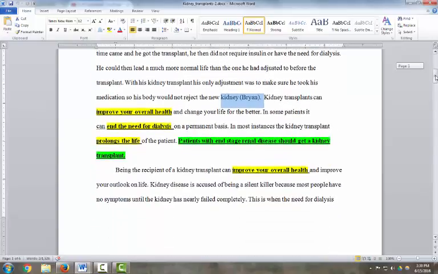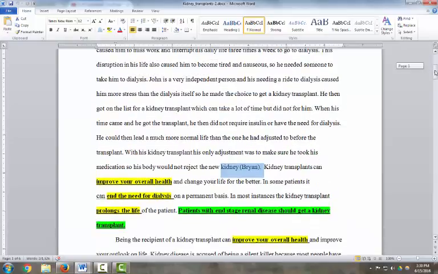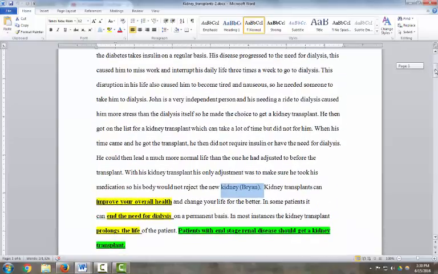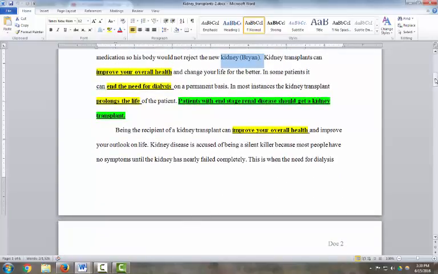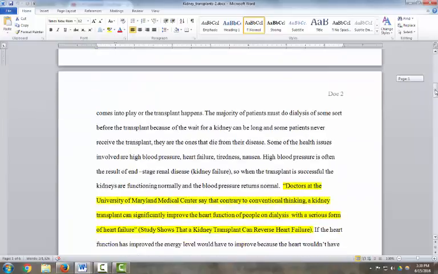You want to have at least 2 or 3 citations per body paragraph. And in the intro paragraph, few quotations, if any, only paraphrasing. But then in the body of the paper, it'd be good to have an equal blend of quoting and paraphrasing. Let's look at this first body paragraph on improve your overall health on page 2.